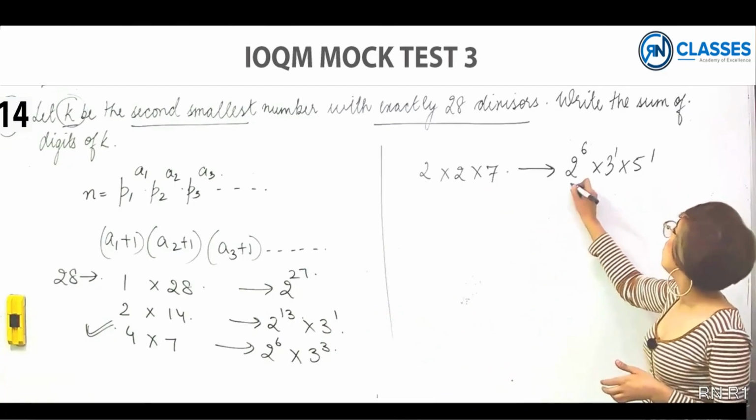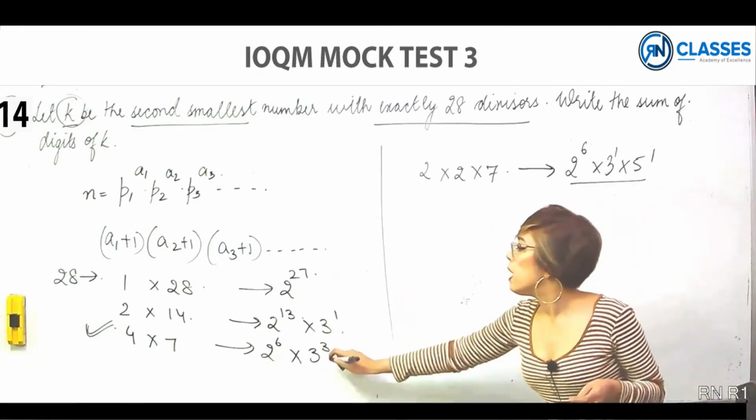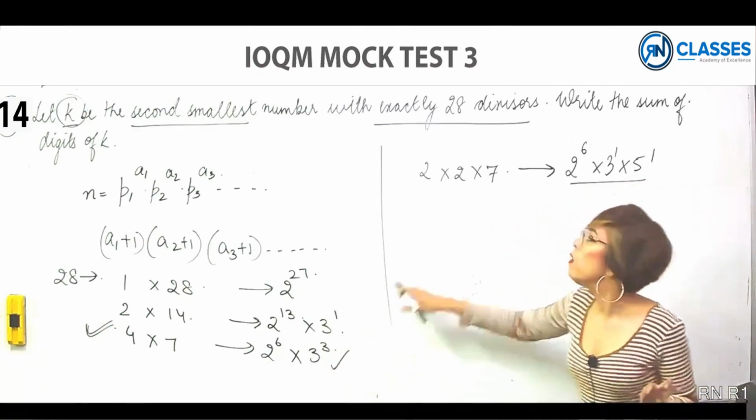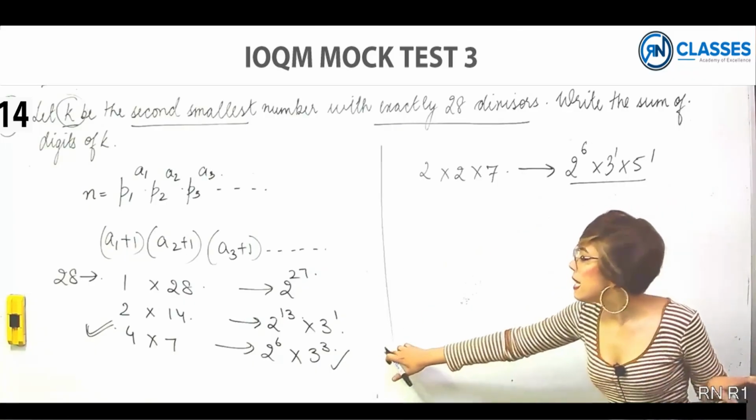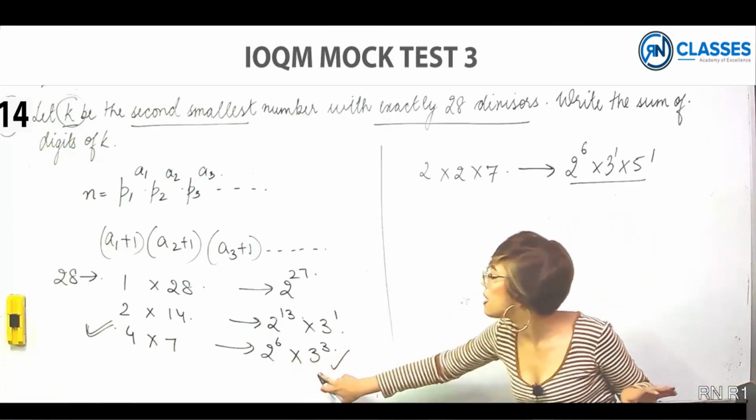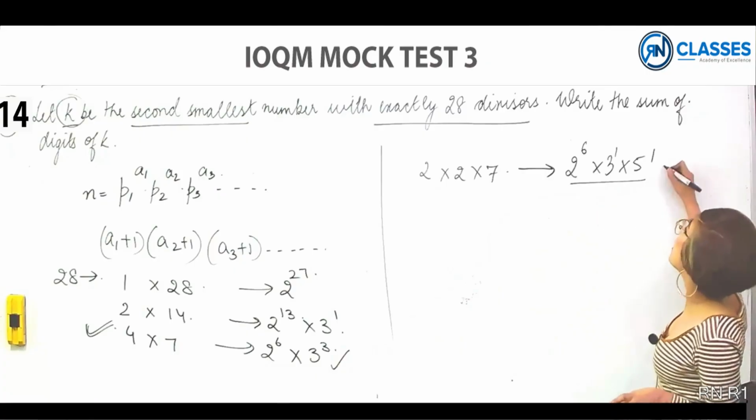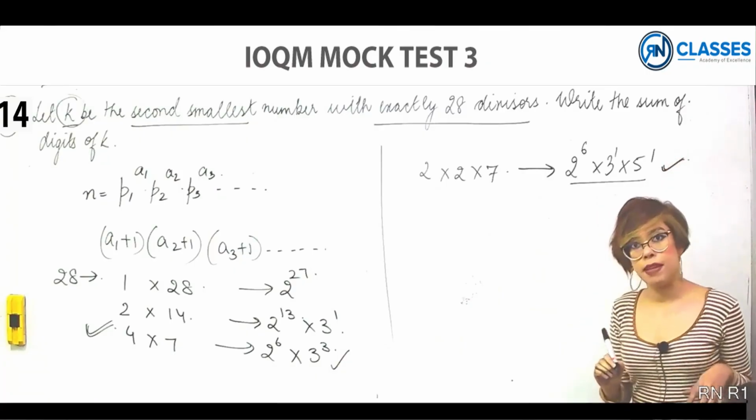Now, if I calculate, out of those three, it was this one which was least. Look at this: this is 64 into 27, this is 64 into 15, that means this is the lesser quantity, the lesser number.